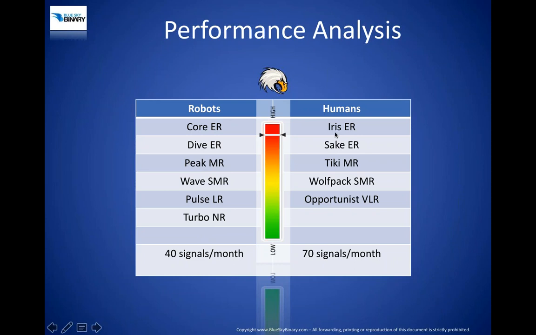Now with the humans, you'll see that obviously Iris stands out as a beacon, followed by Saki, which can be taken on ER as well, but with much higher risk. And then you have Tiki and Wolfpack and Opportunist, where you need to switch Hawkeye on. That needs to be done in order for them to become profitable or to have a chance of profitability. On these settings, if you were to subscribe to all of them, that's 5 subscriptions, you get 70 signals a month. So almost double the volume, or around 90% more volume than you're getting from robots, right? But also note that the total cost of subscription here is over $200 plus the 50 you're paying for Hive access. So your break even is also much higher.